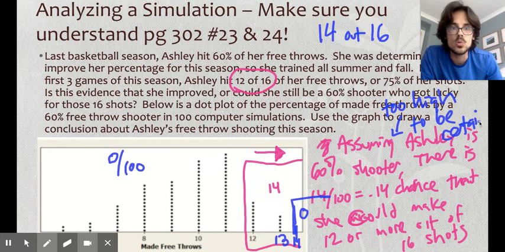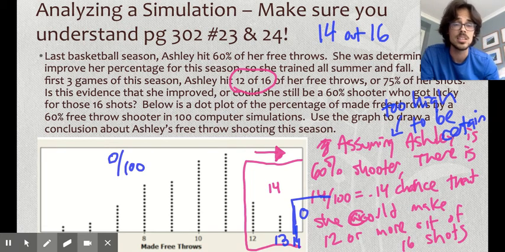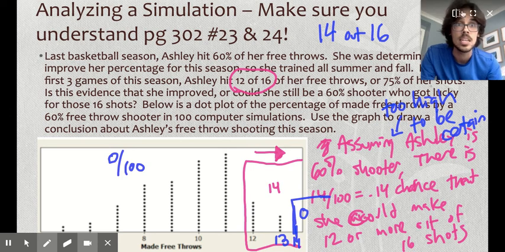So that's how you use one of these simulations to analyze a probability. And it's something we'll practice in class as well, because it is something that kids do struggle with. But hopefully that makes at least a little bit of sense. And hopefully you understand this concept as well as the rest of that stuff we've talked about in this lesson regarding independence.